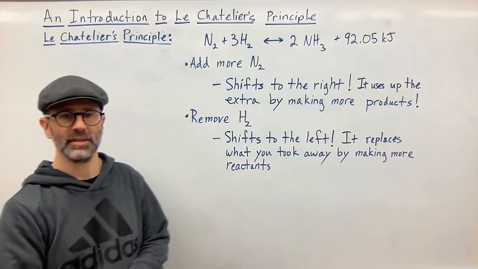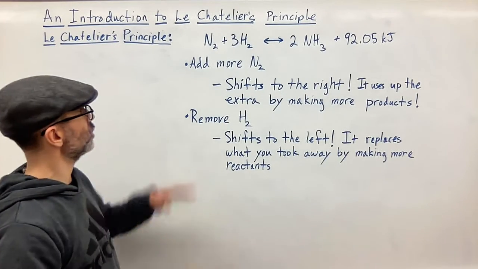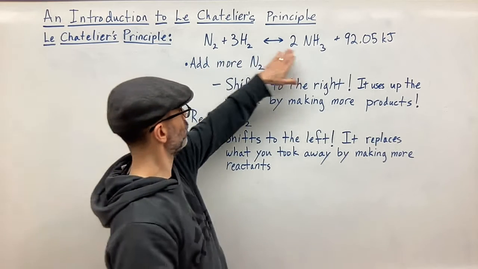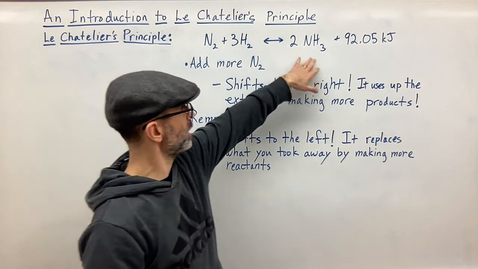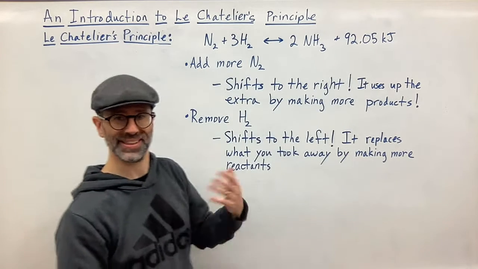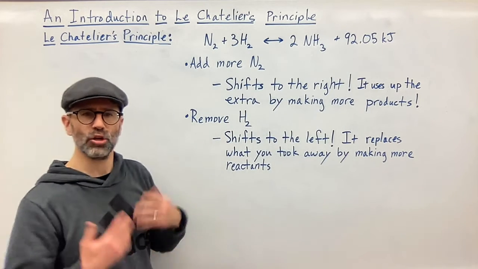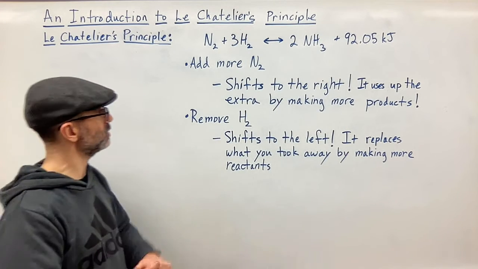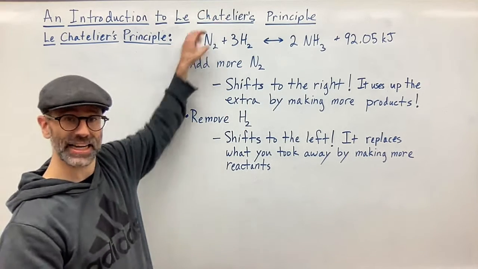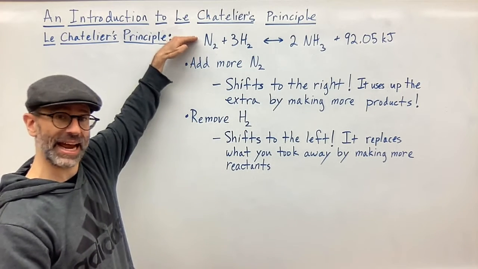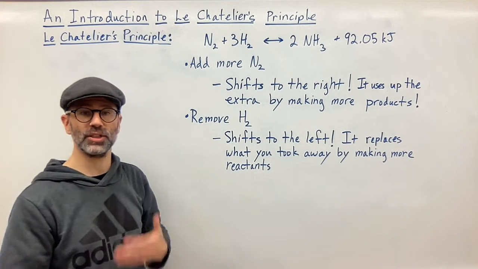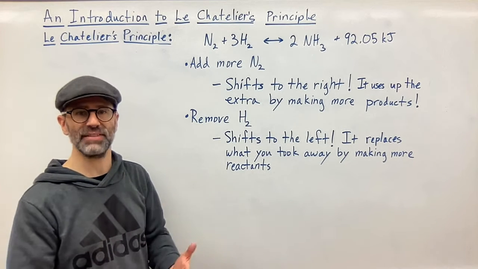Okay, let's talk about this example. So here I have N2 plus 3H2 in equilibrium with 2NH3, and it produces this amount of energy. So this is an exothermic reaction. So let's look at a couple of situations. First, add more nitrogen. What happens if I increase the amount of nitrogen gas in my reaction? Well, according to Le Chatelier's principle, it's going to undo that. It's going to relieve that stress.